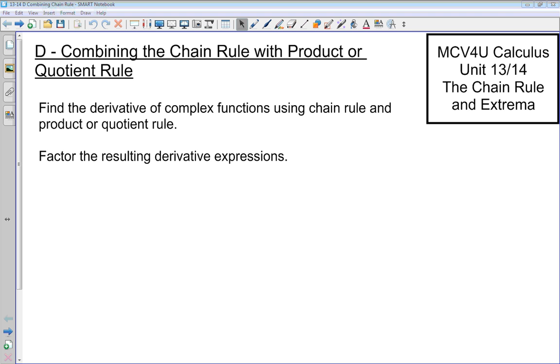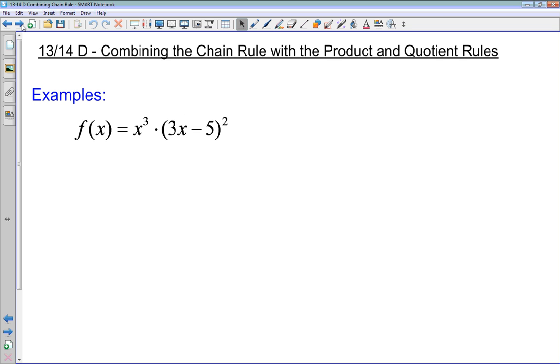So in this lesson, we are taking the chain rule and we're combining it with either the product rule or the quotient rule. So again, we want to be able to find the derivative of complex functions using these rules that we've listed already. And we want to be able to factor and simplify the resulting expressions that we get. Okay? And that's where that factoring work that we did back in the previous lesson is going to come in really handy. So let's just jump in here with an example.